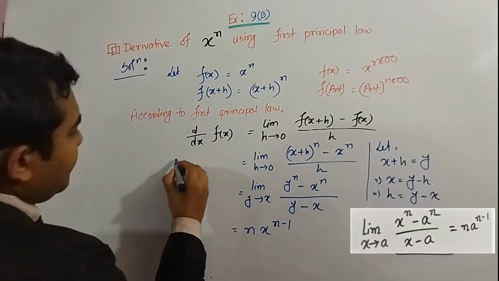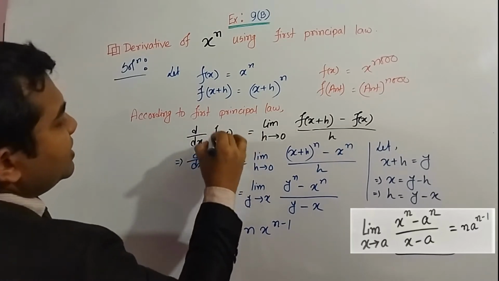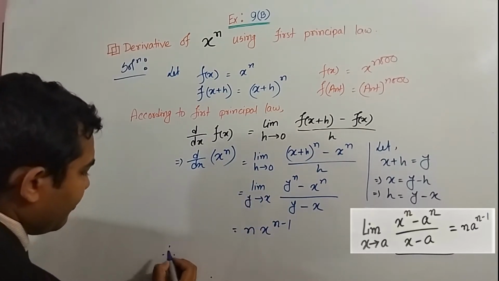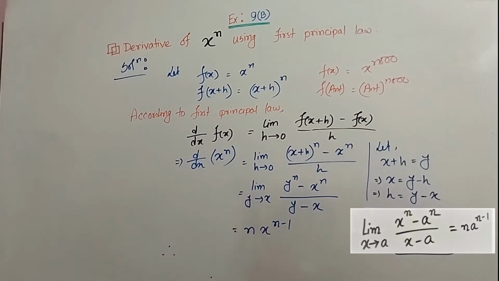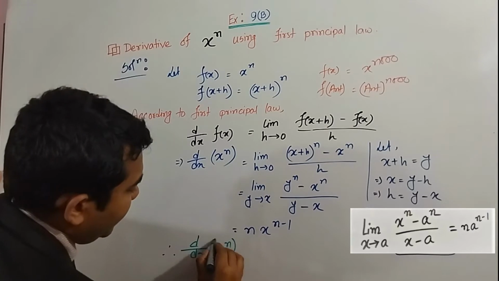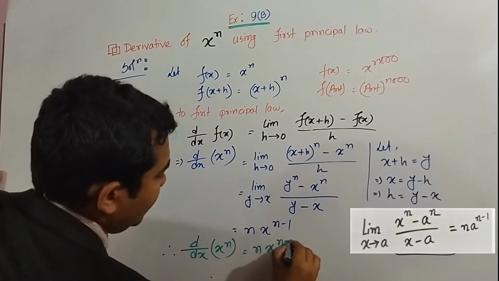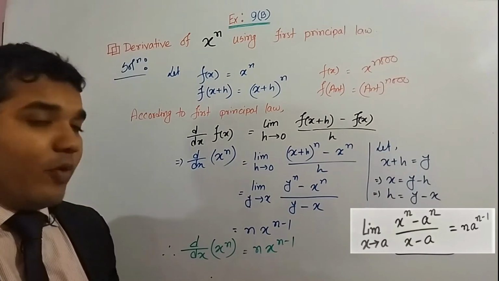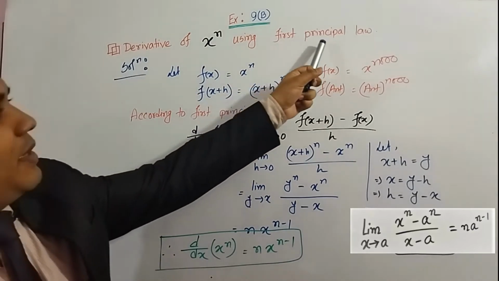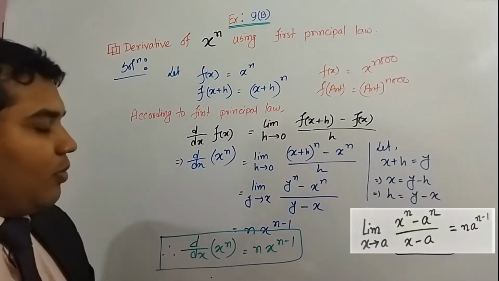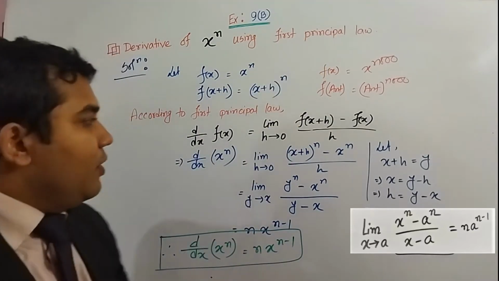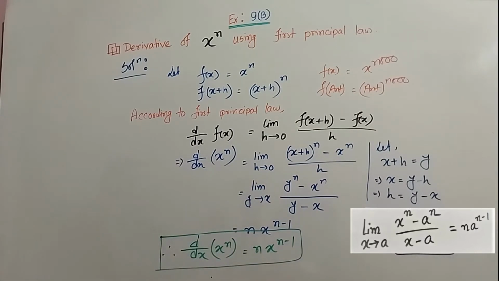That means d/dx of f of x was x to the power n. So d/dx of x to the power n is this. So what we have found, we can write in the very final line: differentiation of x to the power n equals n into x to the power n minus 1. Maybe we have memorized this formula already, but this is the formula we have found by using first principle law. So it's very important. Okay, let's have a look at our next math.